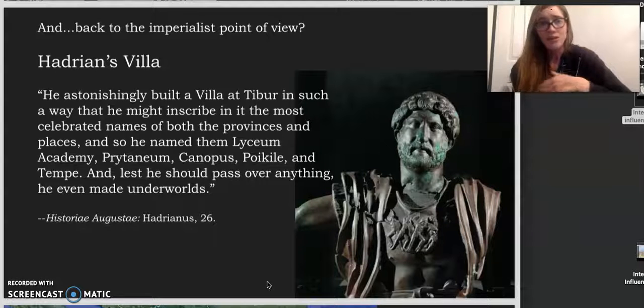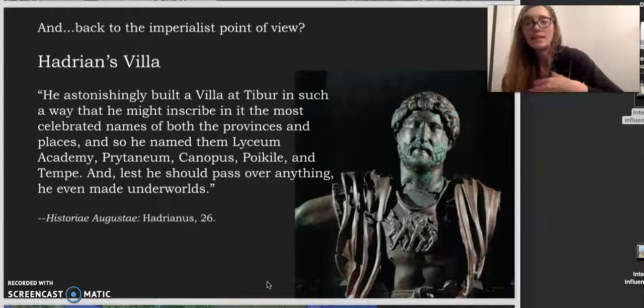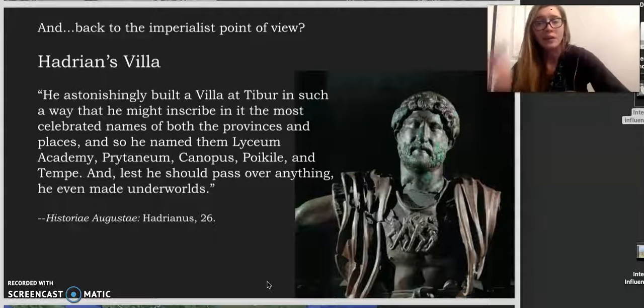And the author, who we don't know who it is, writes, Hadrian astonishingly built a villa at Tibur, which is near Rome, in such a way that he might inscribe in it the most celebrated names of both the provinces and places. And so he named them the Lyceum, Academy, Prytaneum, Canopus, Poicile, and Tempe. And lest he should pass over anything, he even made underworlds.